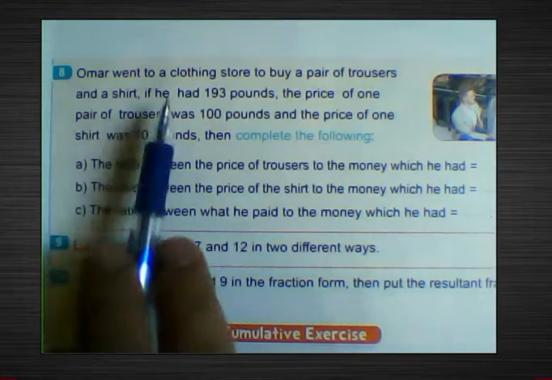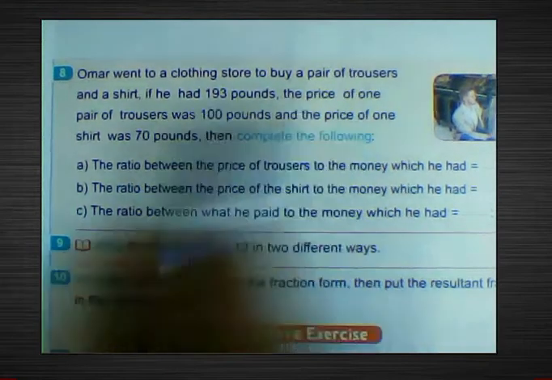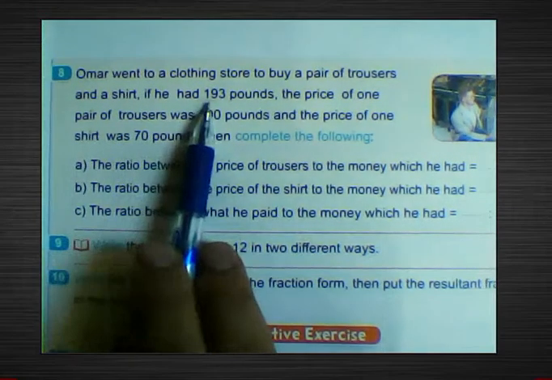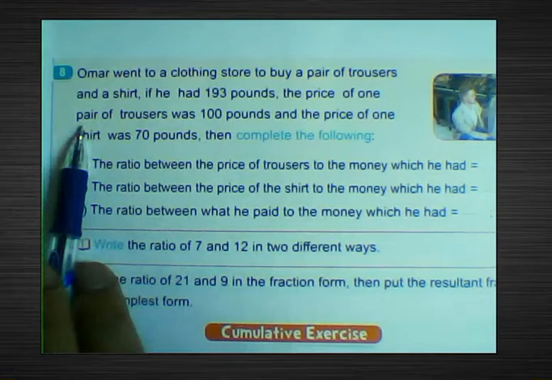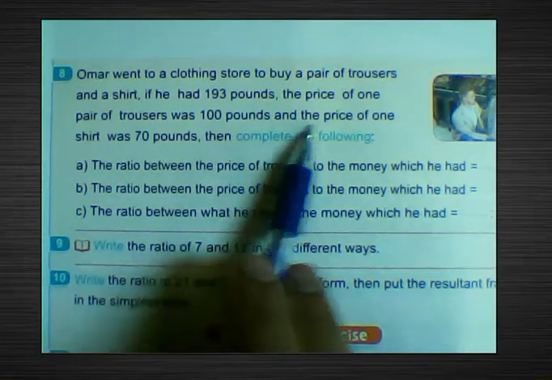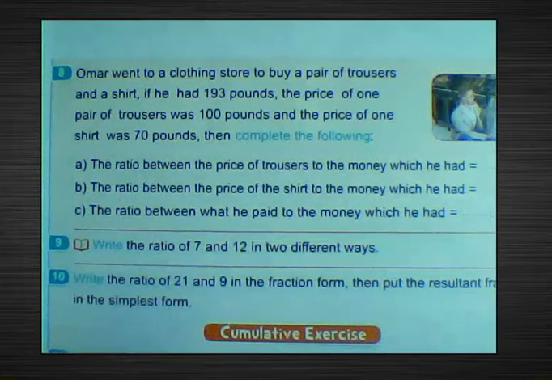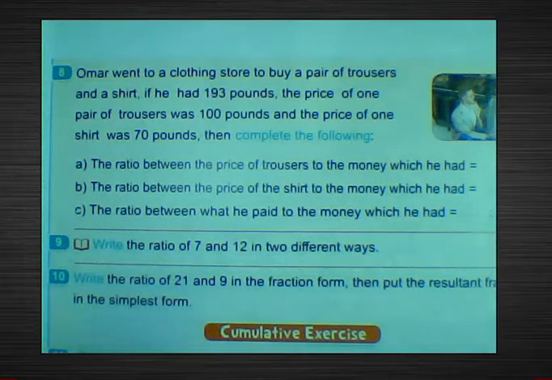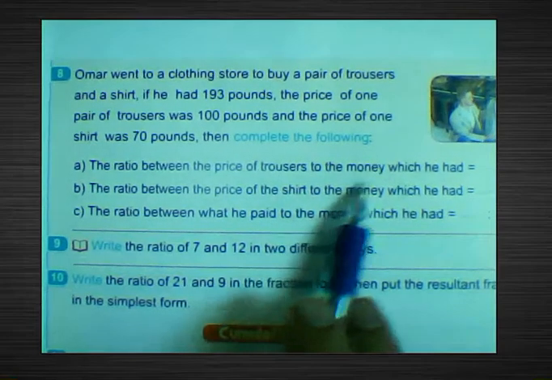Omar went to a clothes store to pay for a pair of trousers and a shirt. If he had 193 pounds, the price of one pair of trousers was 100 pounds, and the price of one shirt was 70 pounds. Then complete the following. Letter A. The ratio between the price of trousers to the money which he had.